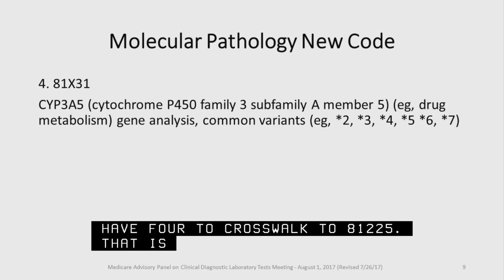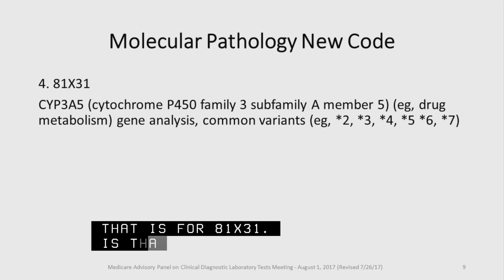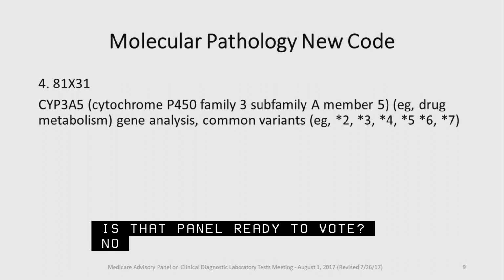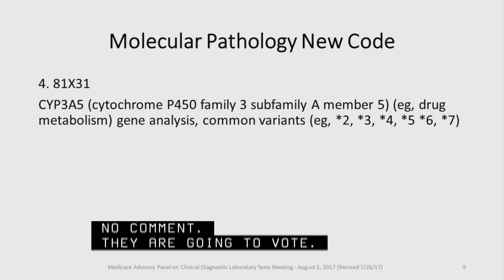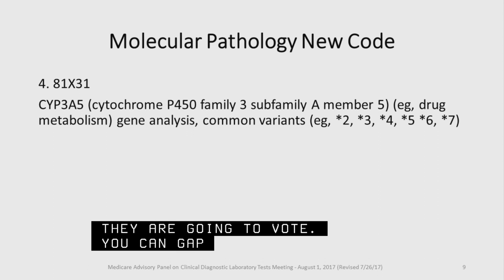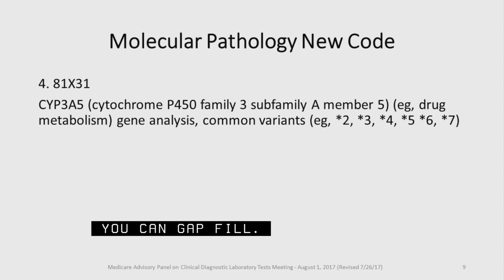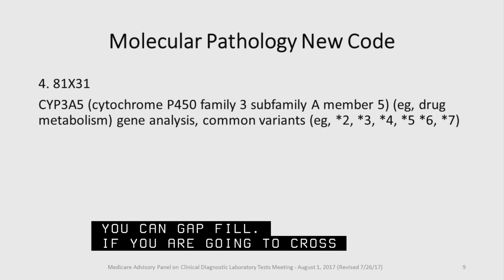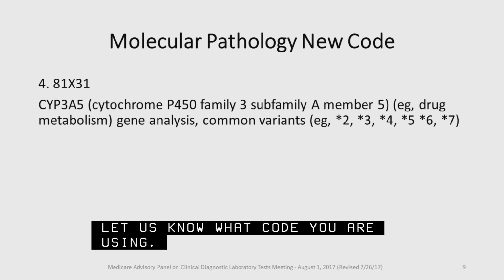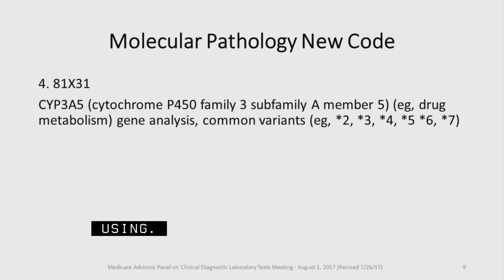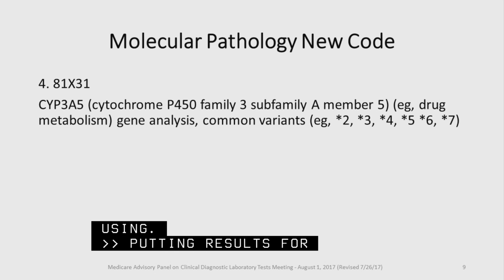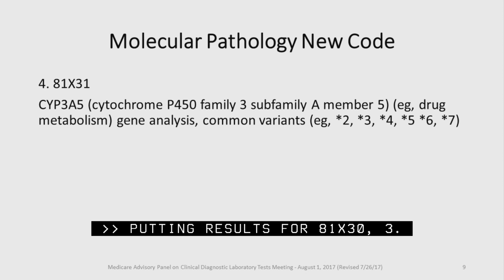So is the panel ready to vote? Okay, no comments, so they're going to vote. Also, remember, you can gap fill. If you crosswalk, please let us know what code you're using. Okay, voting results for 81X30. 3 for crosswalking to 81227. 6 for crosswalking to 2 times 81374.